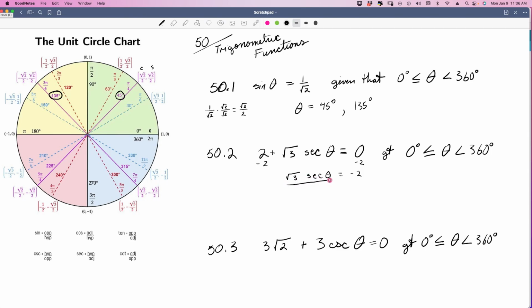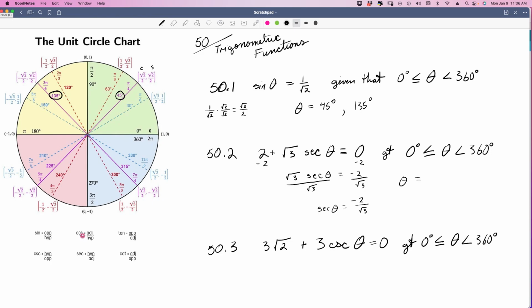We divide by one that we know. We know the square root of 3, so we're going to divide by that on both sides. So now we're looking for the secant of theta that is equal to 2 over the square root of 3, and that will be our degree of measure for theta. So the secant, what is the secant? It is the opposite of the cosine.